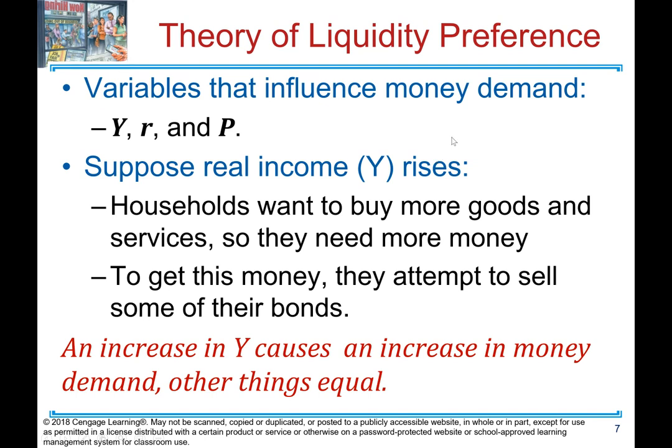Variables that influence money demand are real output, interest rate, and price. Suppose real income, Y, rises. Households want to buy more goods and services, so they need more money. To get this money, they attempt to sell some of their bonds. So an increase in income or output causes an increase in money demand, other things equal.